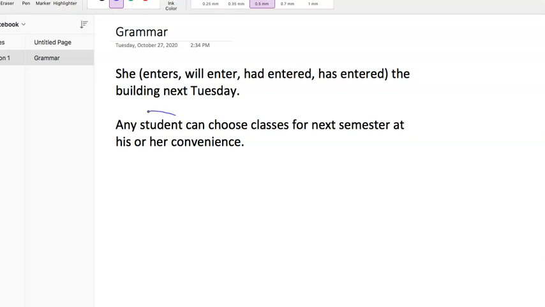All right, so we have student, right? And because student is singular, then the pronoun also has to be singular, right? And so his and her are both singular pronouns, and so we need to have that, right? We cannot have any plural pronouns like their and have this still be a correct sentence, right? A lot of people would see any student can choose classes for next semester at their convenience and wouldn't have a problem with it. That would be incorrect in this situation. His or her, singular pronouns, is correct.